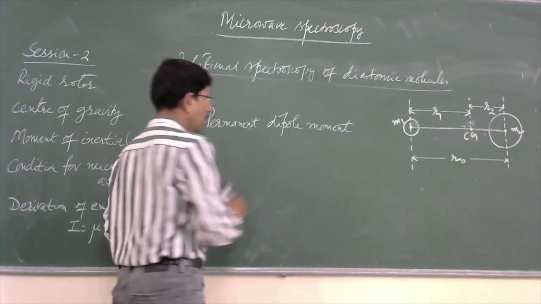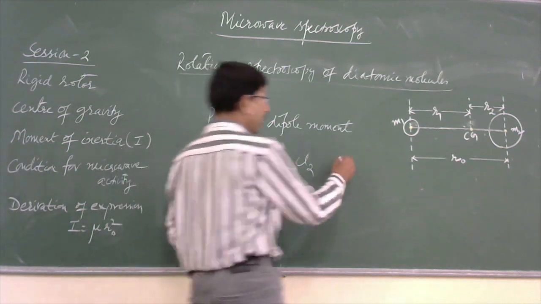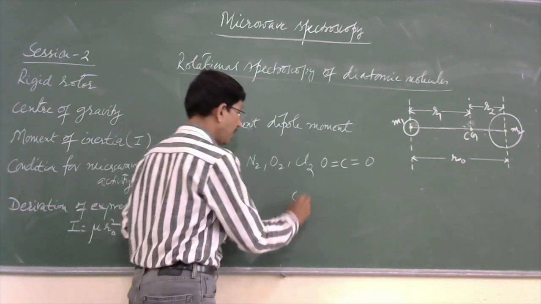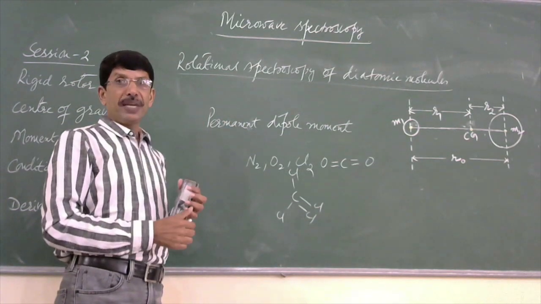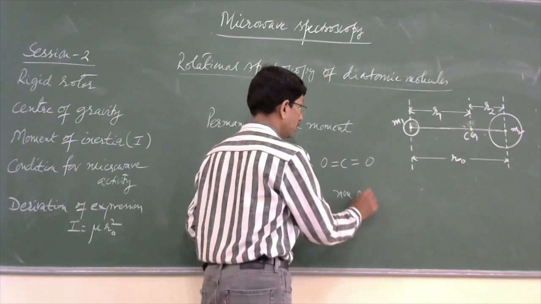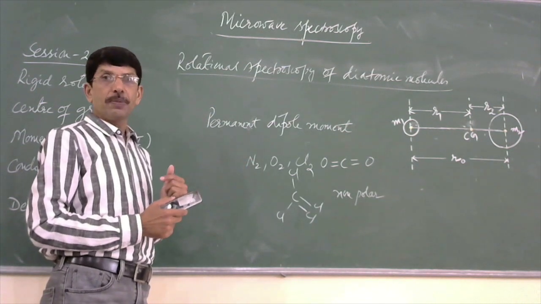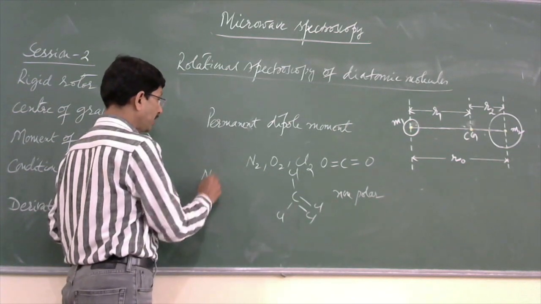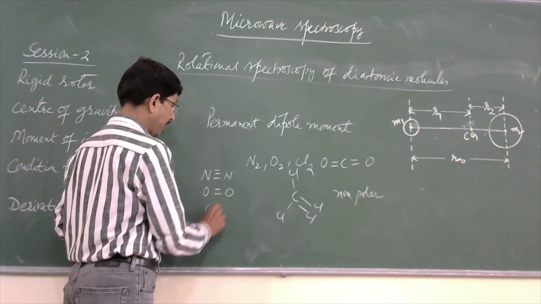But if you consider homonuclear diatomic molecules like N2, O2, linear molecules like carbon dioxide, or regular tetrahedral molecules like tetrachloromethane or carbon tetrachloride, all these molecules are non-polar. Why? They do not possess a permanent dipole moment. So such molecules cannot be studied by microwave spectroscopy. So why do homonuclear diatomic molecules like nitrogen not possess a permanent dipole moment?